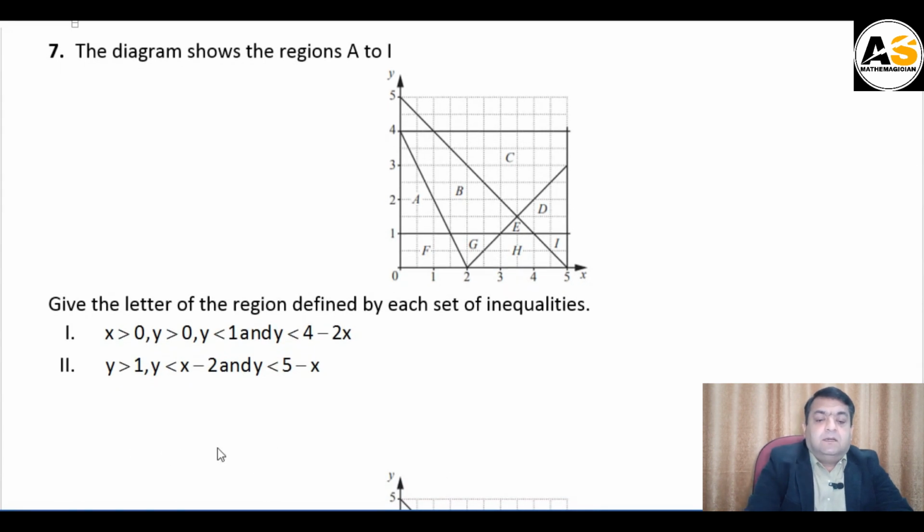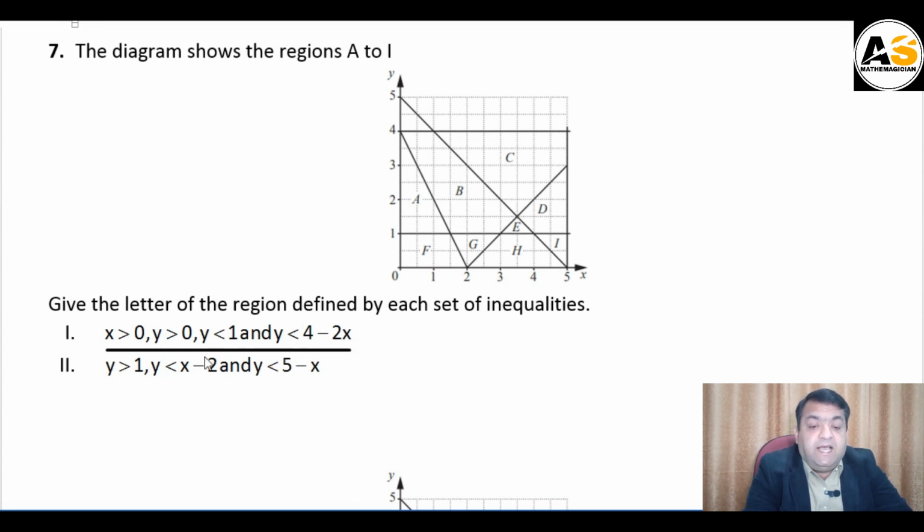The last question for today is question number 7. The diagram shows the regions A to I. This is region A, this is B, this is C, this is D, this is E, this is F, G, H and I. In the first part, we have to give the letter of any region which satisfies these inequalities. Not three, these are basically 4.